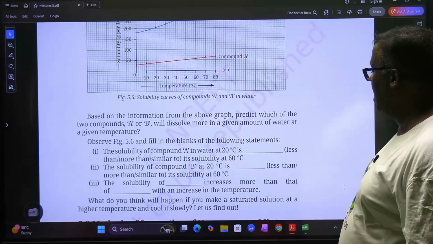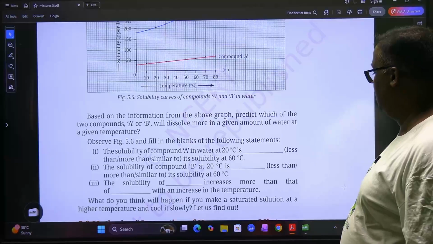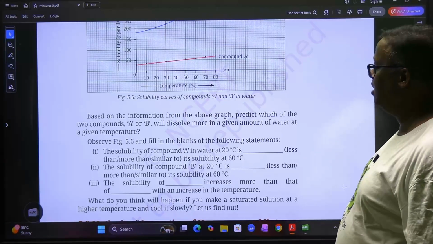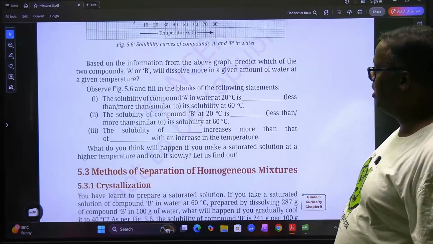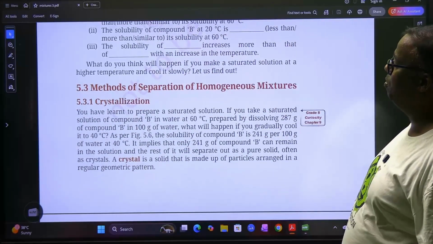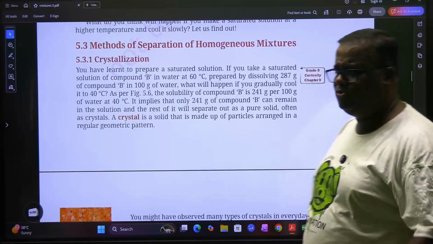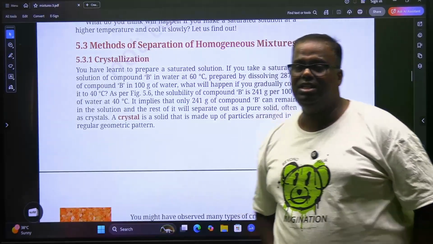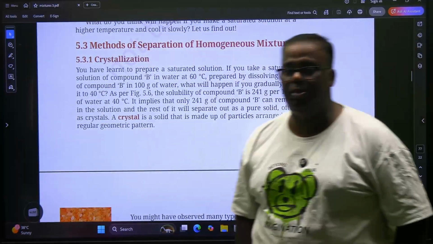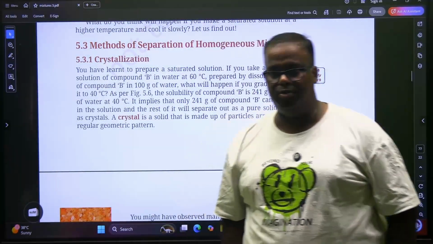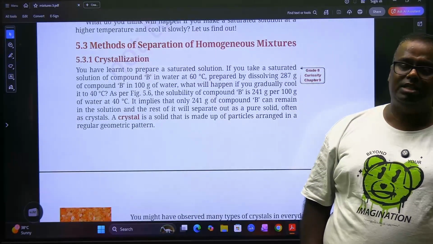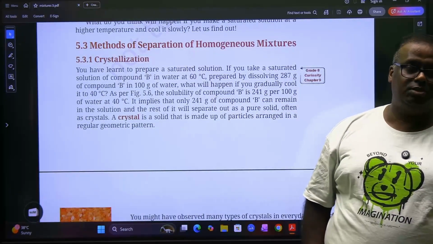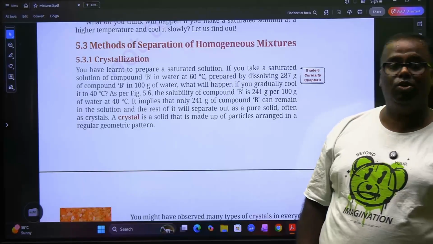What do you think will happen if you make a saturated solution at higher temperature and cool it slowly? That's our next topic, in which we need to understand the topic of crystallization. So let's first speak about crystallization. Okay. Crystallization is a method in which we prepare pure samples. Okay. So let's take one solution and let's make this solution very, very concentrated.